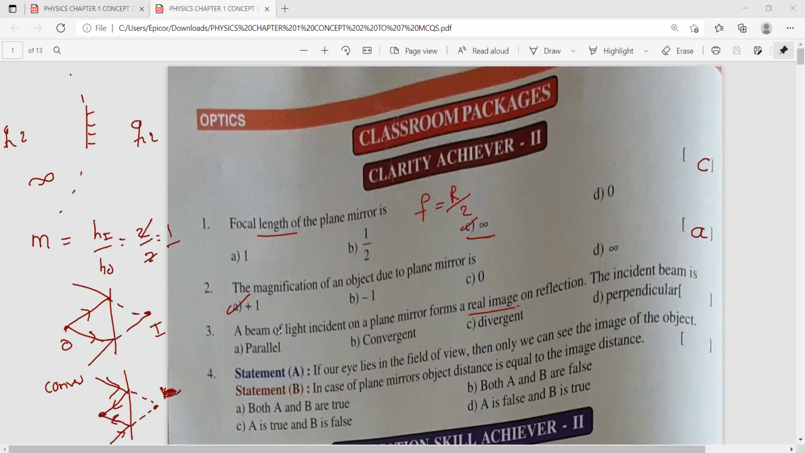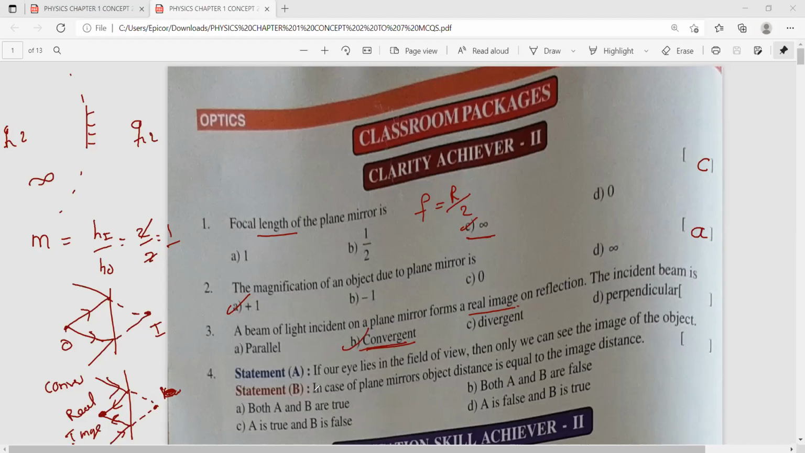So what is given in the question? A beam of light incident on the plane mirror forms a real image. This is a real image, where the actual reflected rays are meeting. So the incident beam is converging, and after reflection it will meet at one point. That is what we call convergent. Option B for the third one.